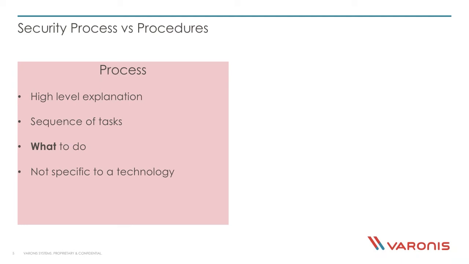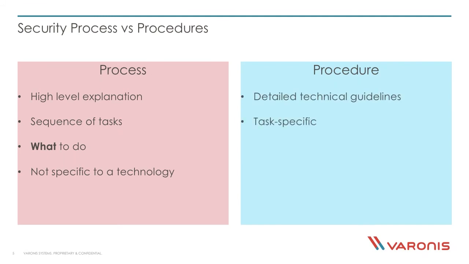On the other hand, we have the procedures. Basically, a procedure is a detailed technical guideline. The procedure is specific to a task and tells you how to do things. And in contrast to a process, a procedure usually is specific to a technology since it contains a lot of details on how to do things.